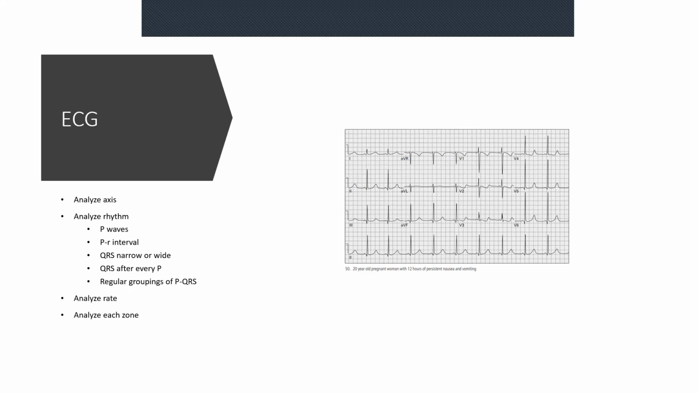Well, 12 hours of nausea and vomiting, it is hyperemesis, that's for sure. Hyperemesis gravidarum, and it does depend on which trimester the patient is in. That will also help you to make your diagnosis. I'm guessing this is going to be a first trimester patient just based on the ECG, but that's another story.